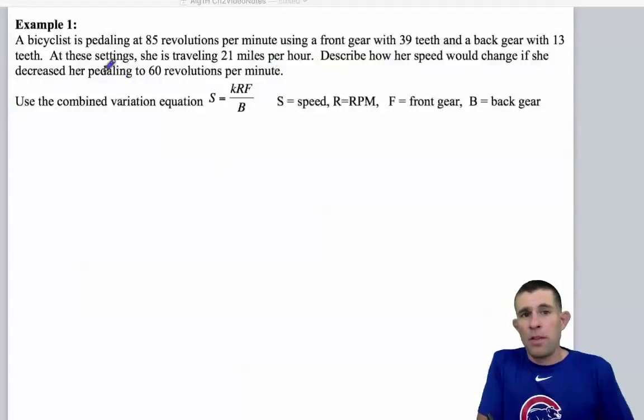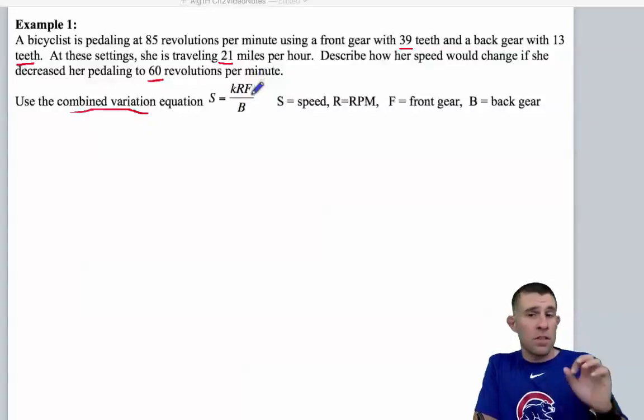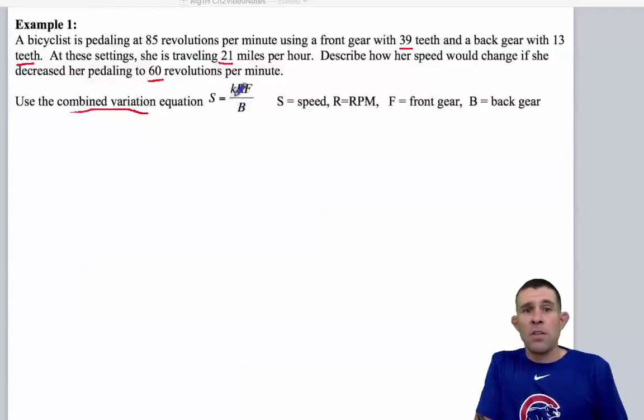In our first example, we read that a bicyclist is pedaling at 85 revolutions per minute using a front gear with 39 teeth and a back gear of 13 teeth. At this, she's traveling at 21 miles per hour. Now, we want to describe how her speed would change when she decreases to 60 revolutions per minute. So this is a combined variation equation where speed is directly influenced by the revolutions and the number of teeth in the front gear, but inversely related by the number of teeth on the rear gear.